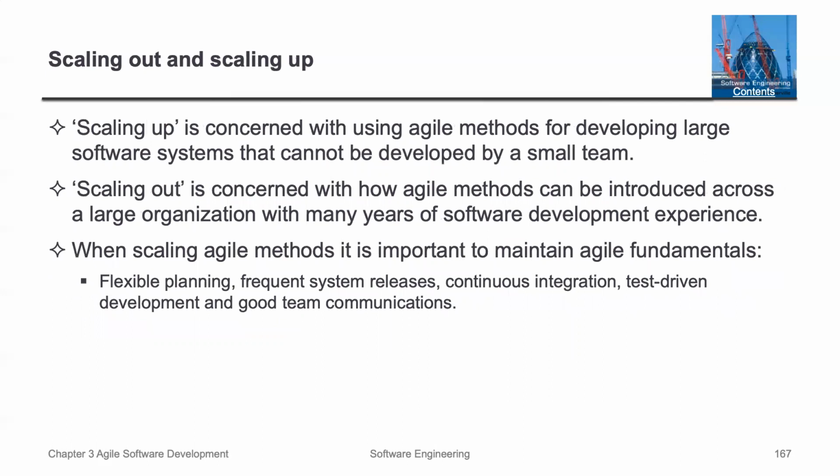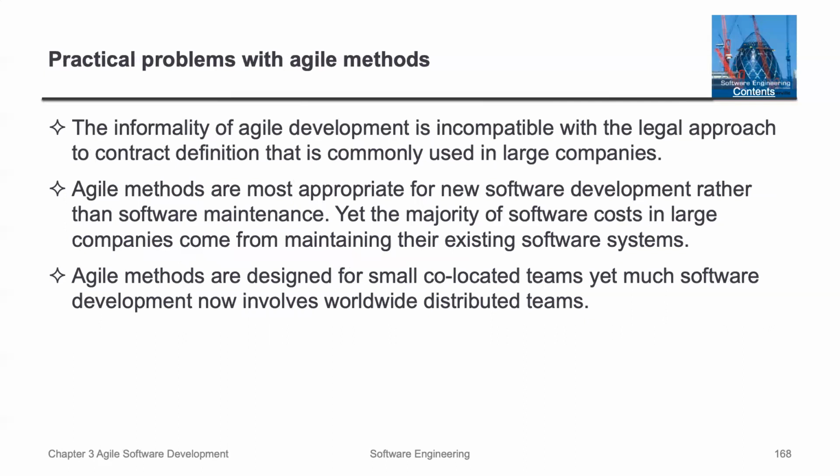And so what about scaling out and scaling up? Scaling up is concerned with using Agile methods for developing large software systems that cannot be developed by small teams. Scaling out, on the other hand, is concerned with how Agile methods can be introduced across a large organization with many years of software development experience. When scaling Agile methods, it is important to maintain Agile fundamentals: flexible planning, frequent system releases, continuous integration, test-driven development, and good communications. All of those are going to be important things to ensure.